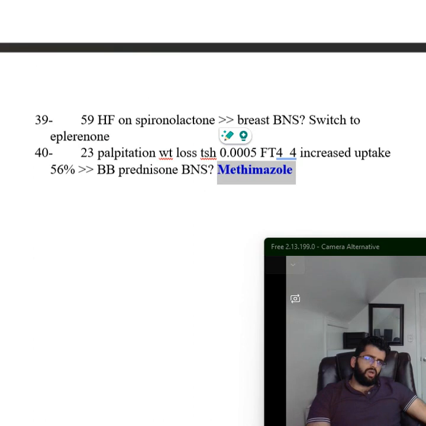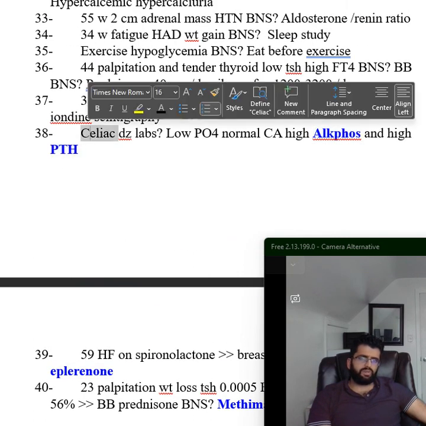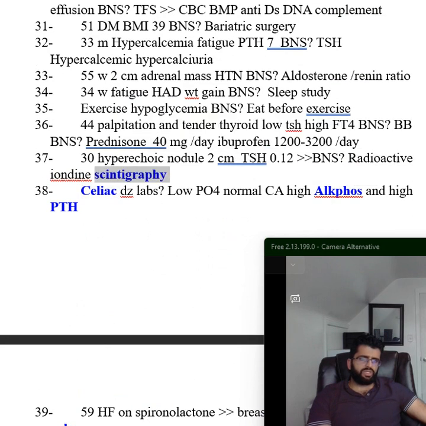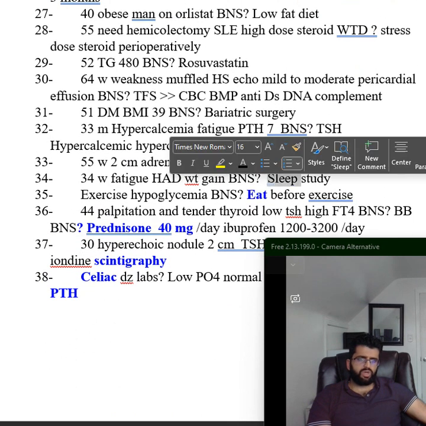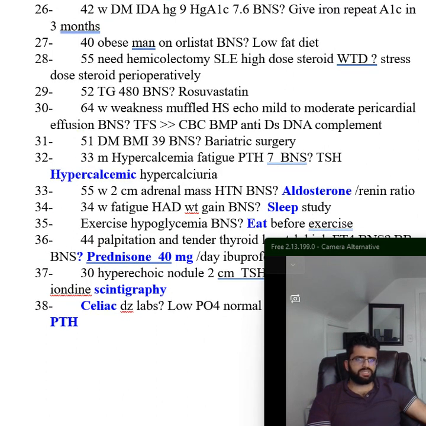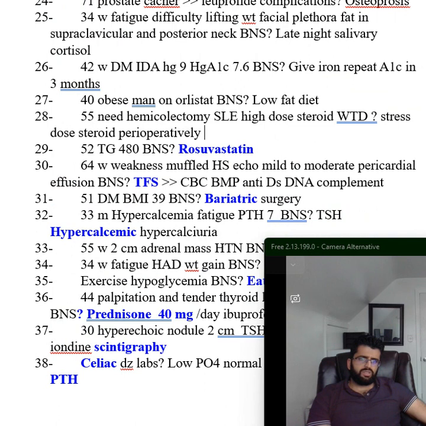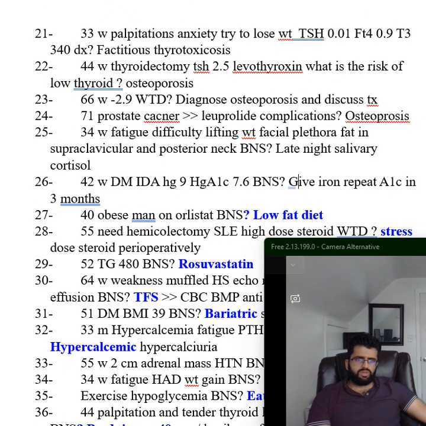So let's review. We talked about Graves' disease, eplerenone, gynecomastia. We talked about alkaline phosphatase and the celiac disease dynamic with calcium. Scintigraphy is helpful if there's a nodule and low TSH. Prednisone is for de Quervain thyroiditis. Eat before exercise if you're hypoglycemic. Sleep study. Aldosterone-renin ratio. Incidental hypercalcemia, hypercalciuria. Pediatric surgery, we know that we check thyroid function tests and pericardial effusion. Rosuvastatin for triglycerides, stress-dose steroids if you're taking steroids, low-fat diet is important, and orlistat.